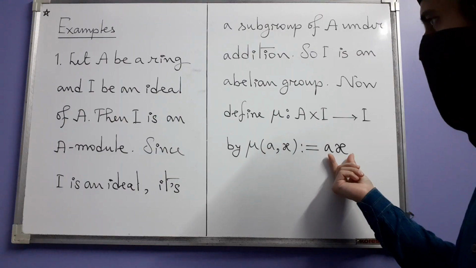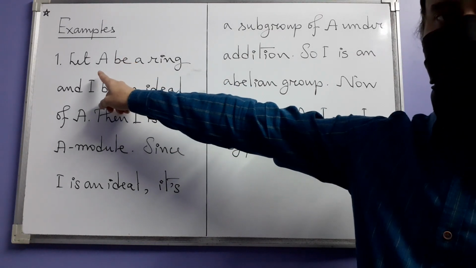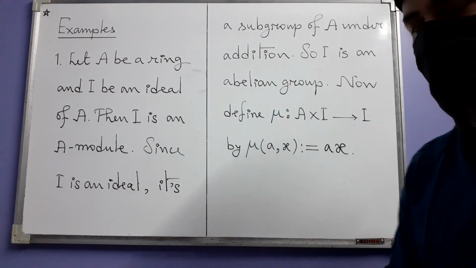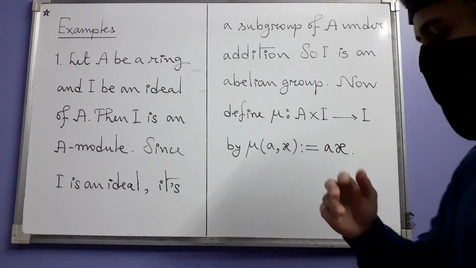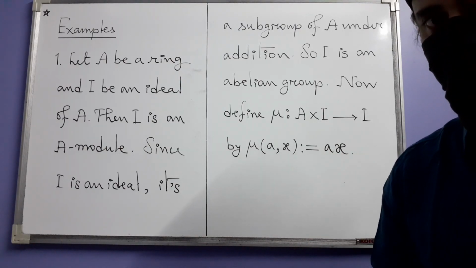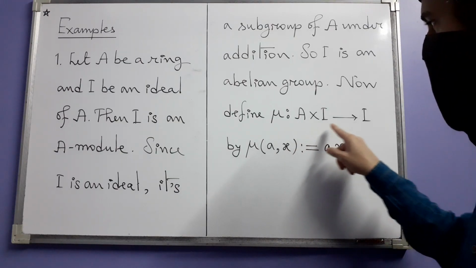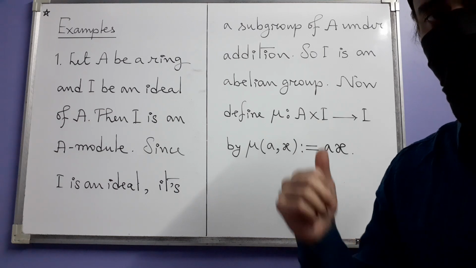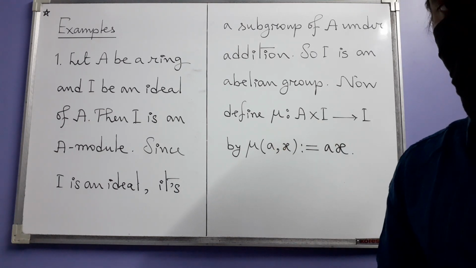And what is this product? This is just the product of a and x in the ring A. And because I is an ideal and x is coming from I, this ax again belongs to I and also is a unique element in I for this a and x. So that's how we have a unique multiplication of elements of I by elements of the ring A.